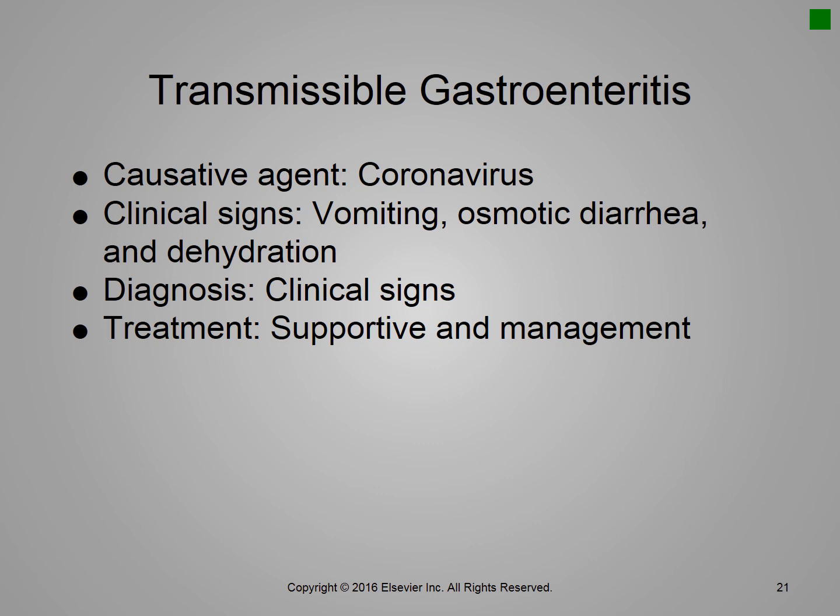It's usually diagnosed with clinical signs. Also, there's serological testing that can be done. If they get caught early and there is good supportive care, good management, it can be taken care of. If not, you're going to have a fairly significant mortality with these guys, almost always from dehydration.